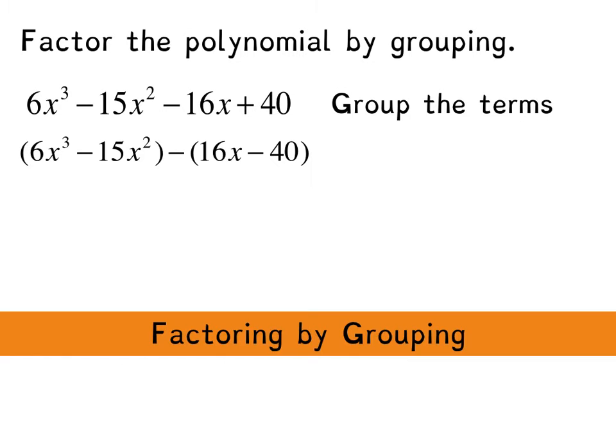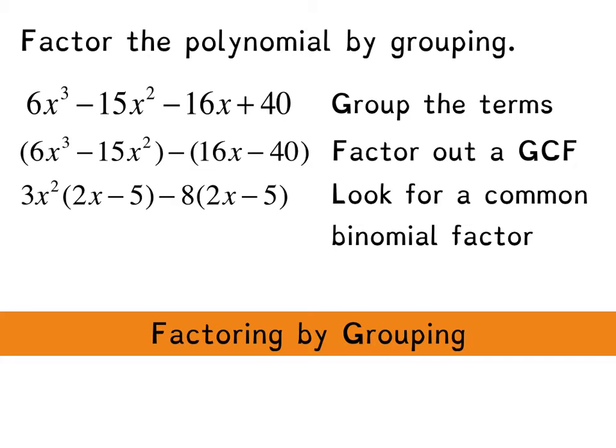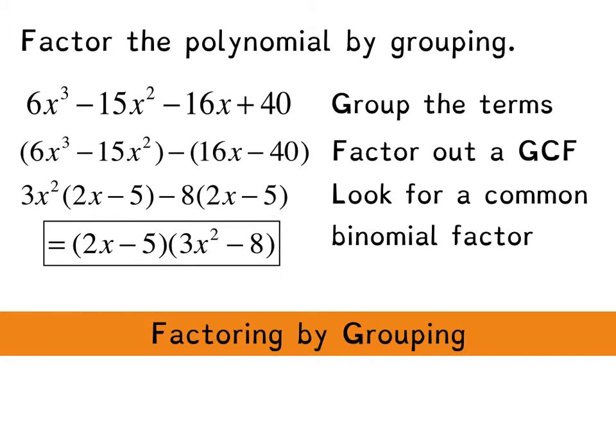And if I factor a negative out of the second two, then I will factor out a greatest common factor from each group. We'll factor out a 3x squared from the first group and an 8 from the second group. Now we're going to look for a common binomial factor, which is evident there. It's the 2x minus 5. So we're going to factor that out. And our final factored form of the original polynomial is 2x minus 5 times 3x squared minus 8.